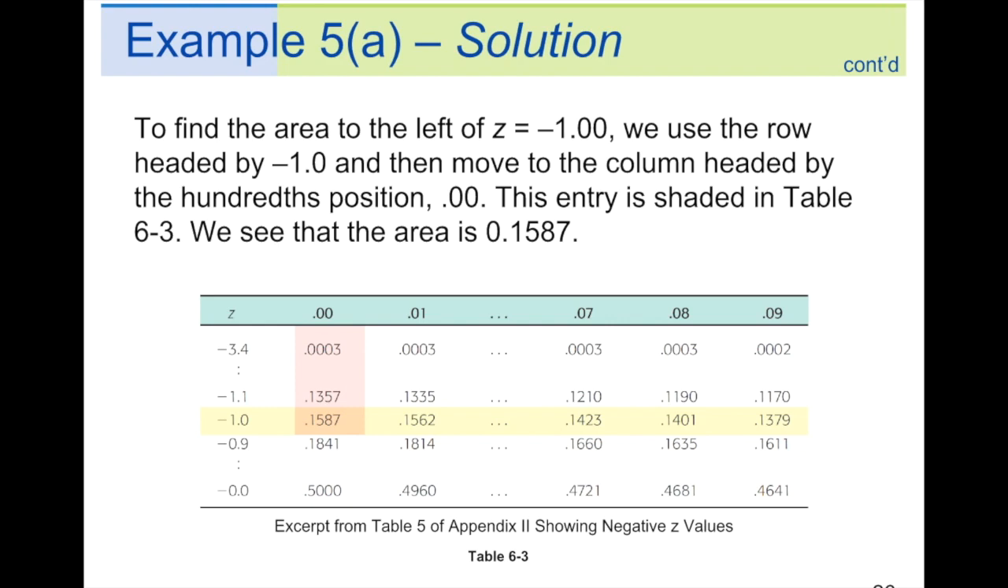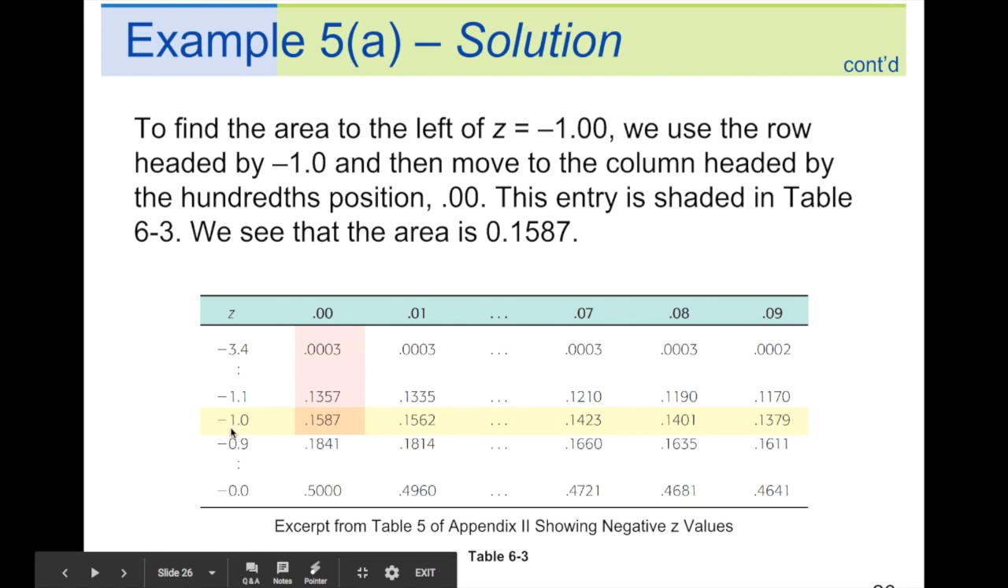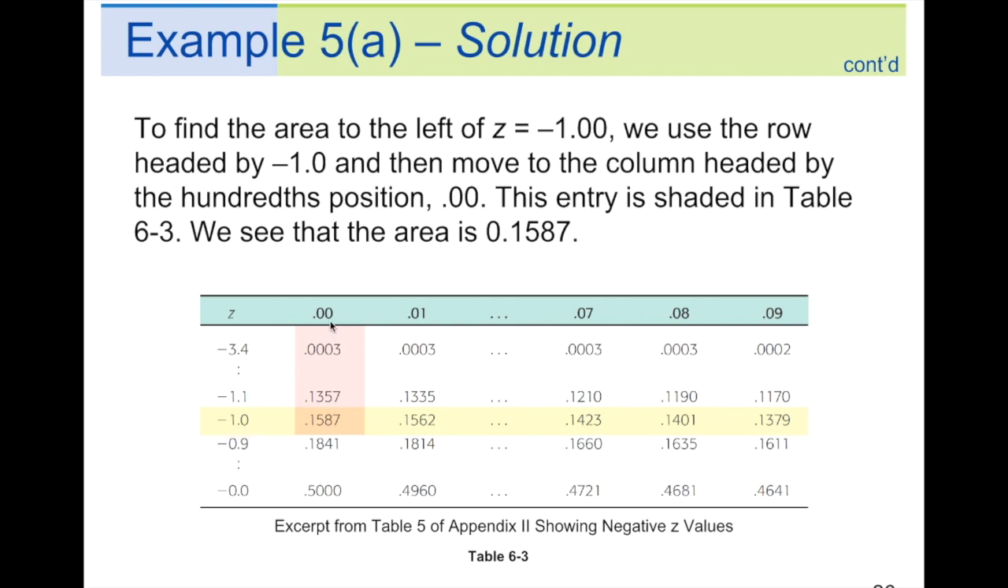To find the area to the left of z equals -1, we use the row headed by -1.0 and then move to the column headed by the hundredths position 0.00. This entry is shaded in this table, and we see that the area is 0.1587. So we're looking for z being -1.0 with a 0.00. So the intersection of those two is right here.